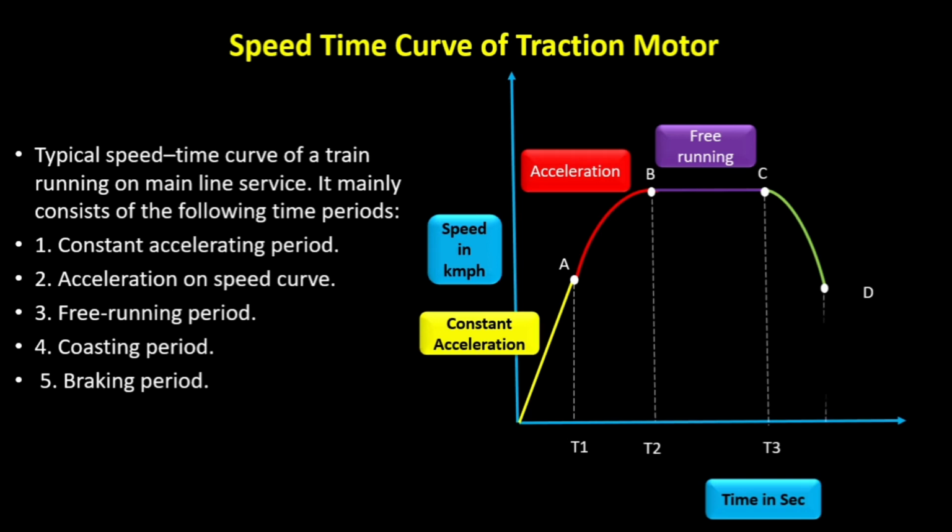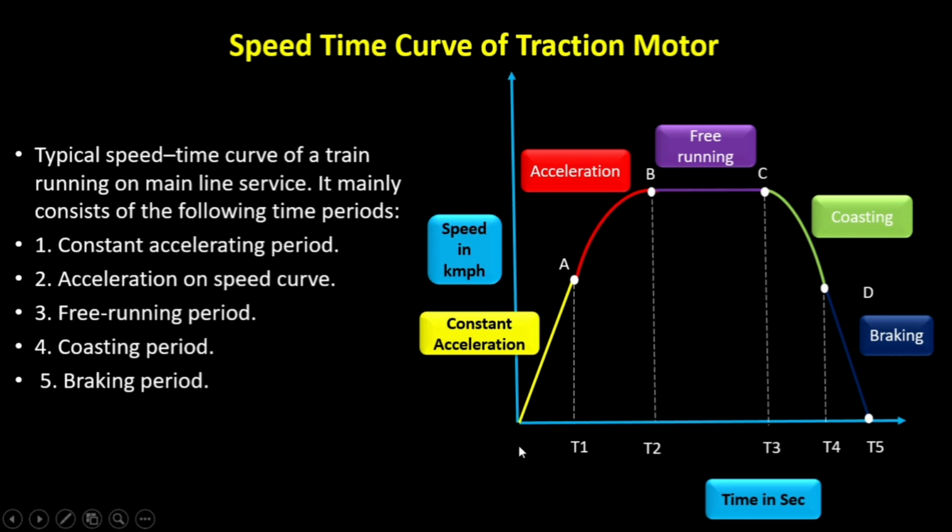Okay, then after this portion D, you have another time instant where you get the braking period, where you are applying the brakes. So after point D you're getting the braking period. At an instant T5, the train will stop. So right from the start of the train to the stop of the train, you're having all these 5 periods.